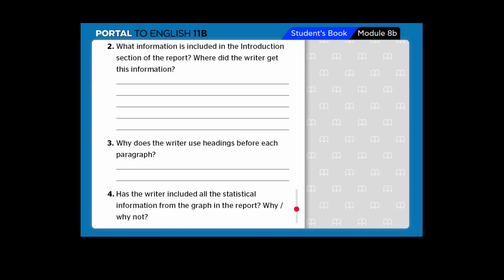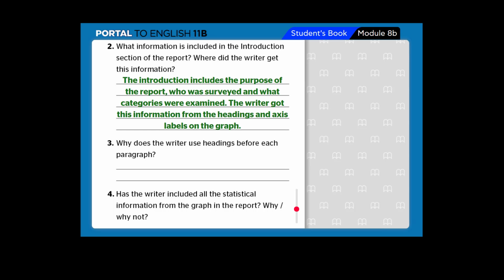Question number 2. What information is included in the introduction section of the report? And where did the writer get this information? ما المعلومات التي شملتها مقدمة التقرير؟ ومن أين حصل الكاتب على هذه المعلومات؟ The introduction includes the purpose of the report. أي أن المقدمة تشمل الغرض من التقرير who was surveyed من الذي أجري عليه الاستطلاع and what categories were examined وما المعايير أو الأقسام التي تم فحصها.